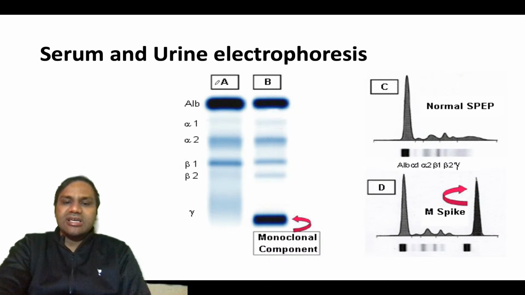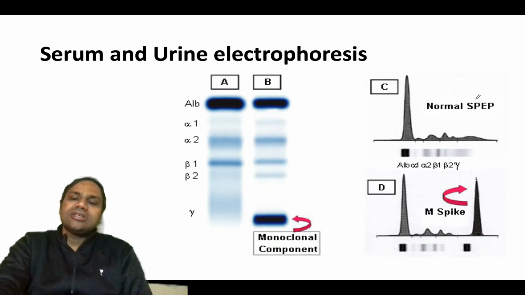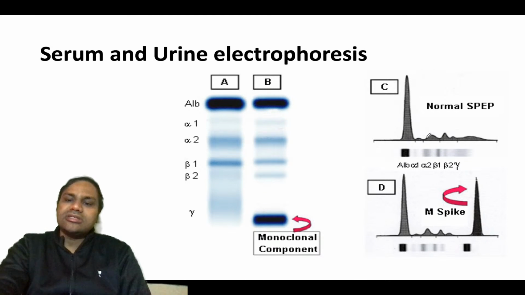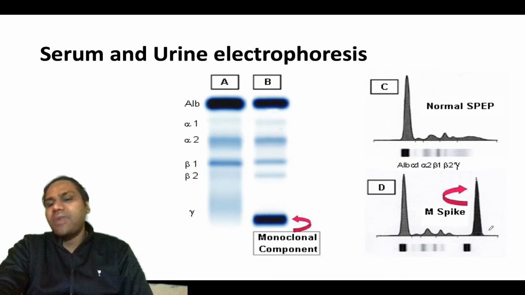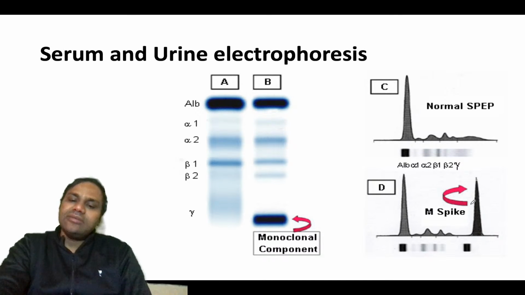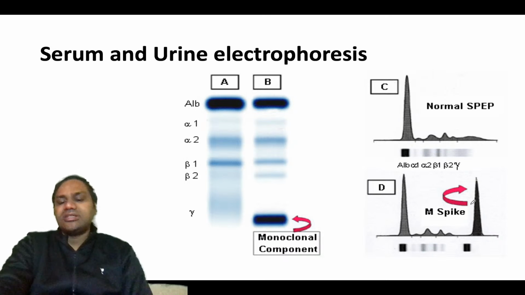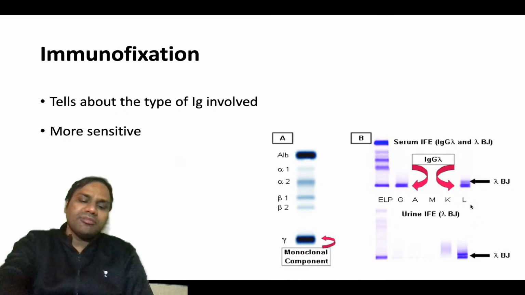The first part is the normal pattern. In the second part you can see a band in the gamma region, which is a monoclonal component, and this is what you see in multiple myeloma. A band is seen in the gamma globulin. This is a normal SPEP: this is albumin, alpha 1, alpha 2, beta 1, beta 2, and this is your gamma region. In the gamma region you can see your M spike. If you see an M spike, there are high chances that it is multiple myeloma.